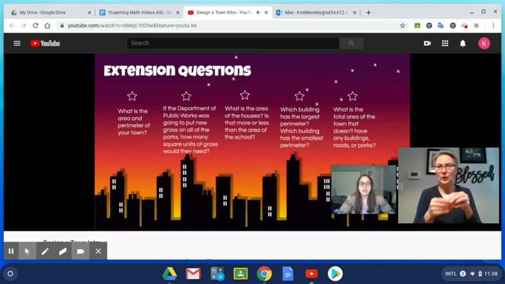What is the area of the houses? Is that more than or less than the area of the school? So you're comparing area of the houses to area of the school. Which building has the largest perimeter? Which building has the smallest perimeter? And what is the total area of the town that doesn't have any buildings, roads, or parks? So completely blank. How much of your town, what area of your town is blank?